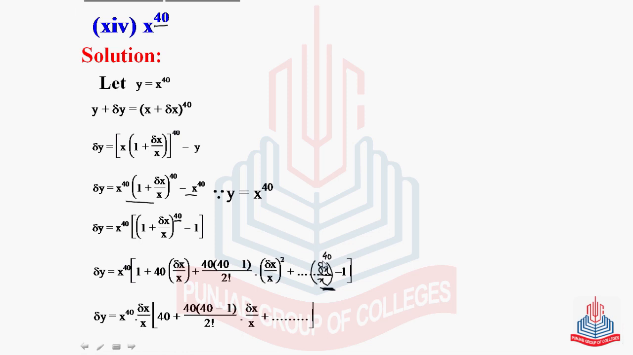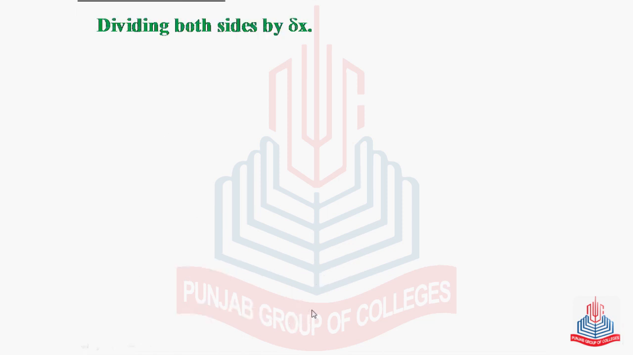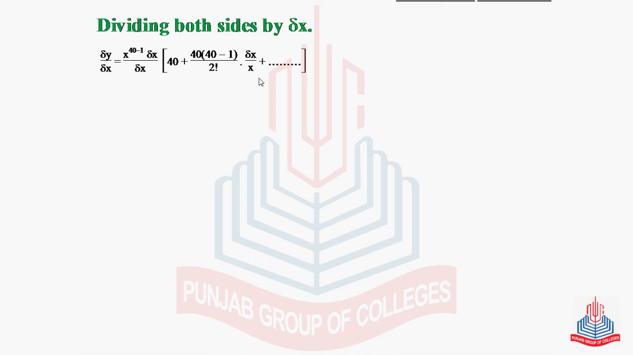Delta y is equal to x raised to the power 40, by cancelling this 1 and minus 1 and taking delta x over x as a common factor. We have 40 plus 40 into 40 minus 1 over 2 factorial, delta x over x, and up to so on, and at the end we have delta x over x raised to the power 39. Dividing both sides by delta x, delta y by delta x is equal to x raised to the power 40 minus 1, delta x over x into 40 plus 40 into 40 minus 1 over 2 factorial, delta x over x, and at the end delta x over x raised to the power 39.